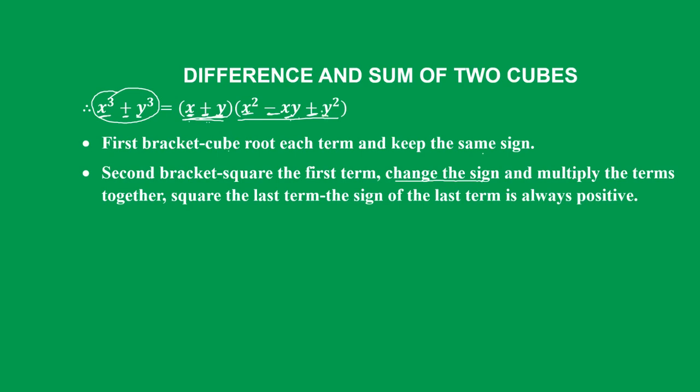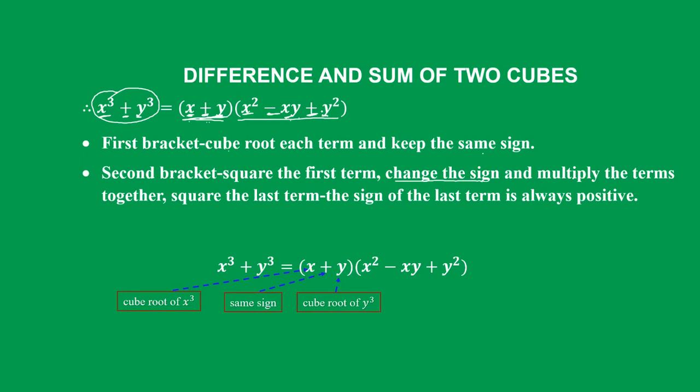Okay, let me show you using a diagram. We said first bracket, cube root x cubed, same sign, cube root y cubed. Then we have our first bracket, and the second bracket will come from the first bracket. So square x, get x squared, change sign, product of x and y, which is xy, always positive, and then y squared. We have factorized the sum of two cubes.